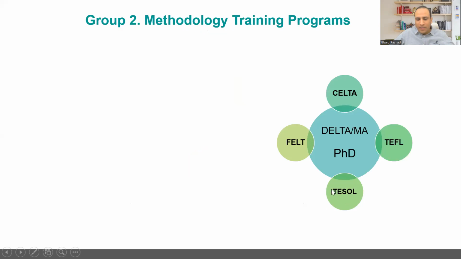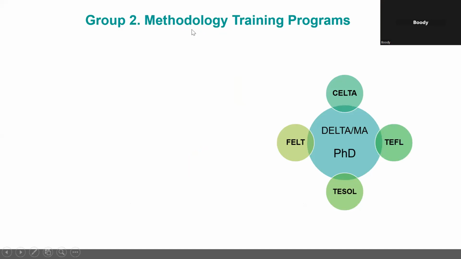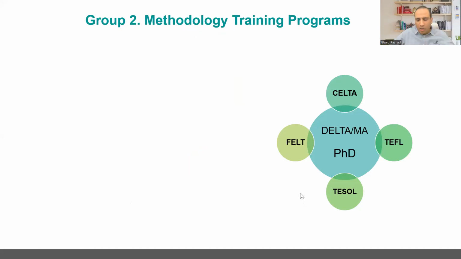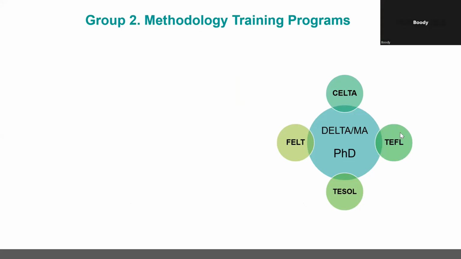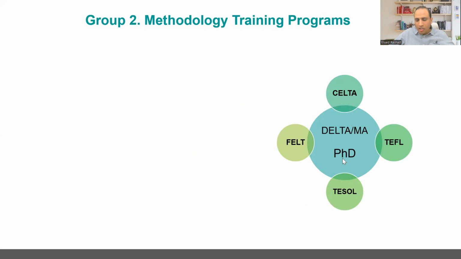Delta, TEFL, TESOL, FELT. Which level teaching qualifications or teaching certificates are those? Level 5. Yes, all of them are level 5 according to the UK Teaching Qualifications Framework. Delta is a level 7. MA is level 7. PhD is level 8. So these are certificates.